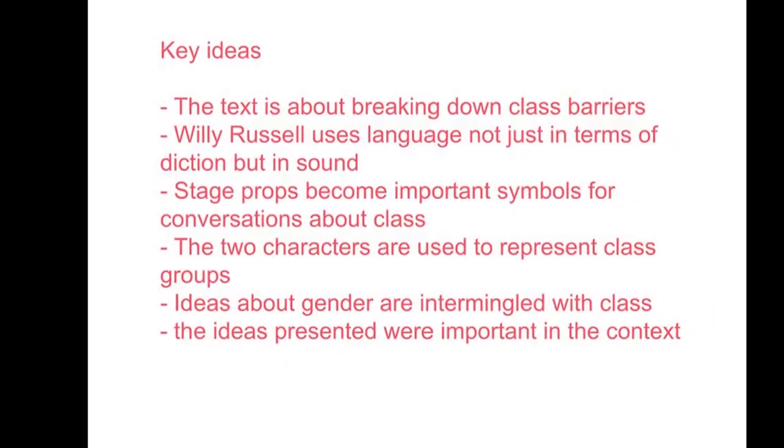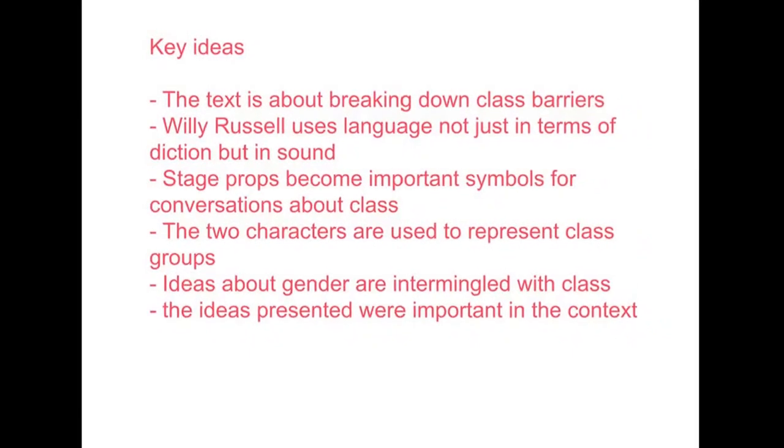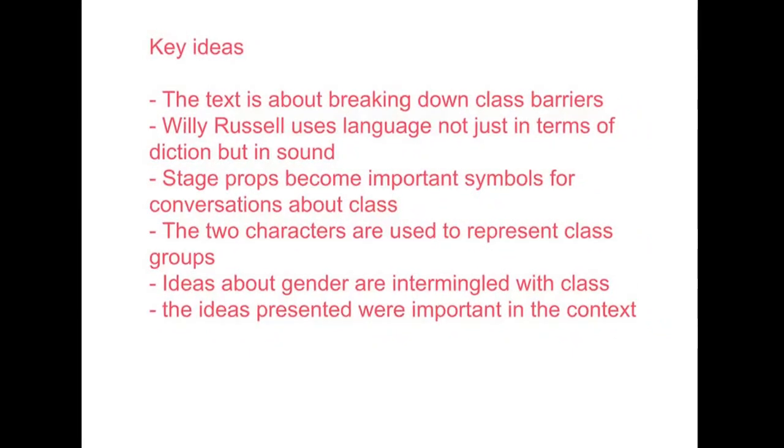So here are some of the key ideas that you could use to talk about the text. First, the text is about breaking down class barriers. And Willy Russell uses language not just in terms of the diction, the word choices, but in terms of the sounds of language. So through accent and through the truncations of words, he marks out class barriers and shows up those differences, and then challenges the assumptions about how a class society makes assumptions about people based on the sounds of how they speak.